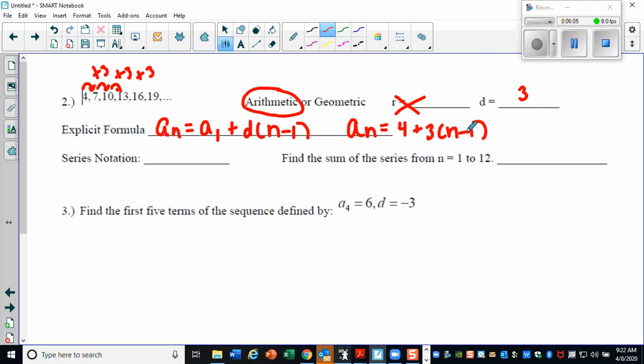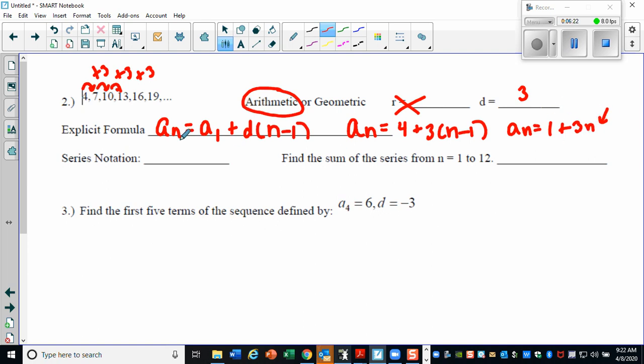And if you want to simplify that, you can. So you're just distributing your 3 to both of these, and 4 minus 3 is 1. So you could write this as 1 plus 3n. And if you notice, this is actually the same thing as an equation of a line with your y-intercept and your slope.